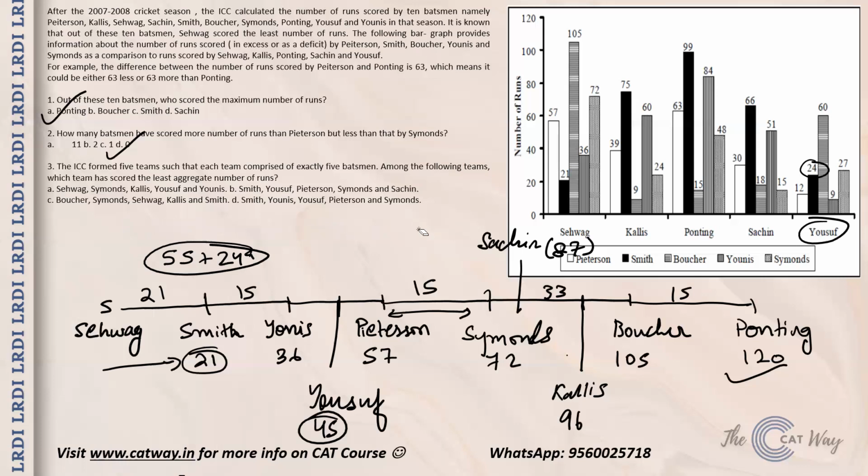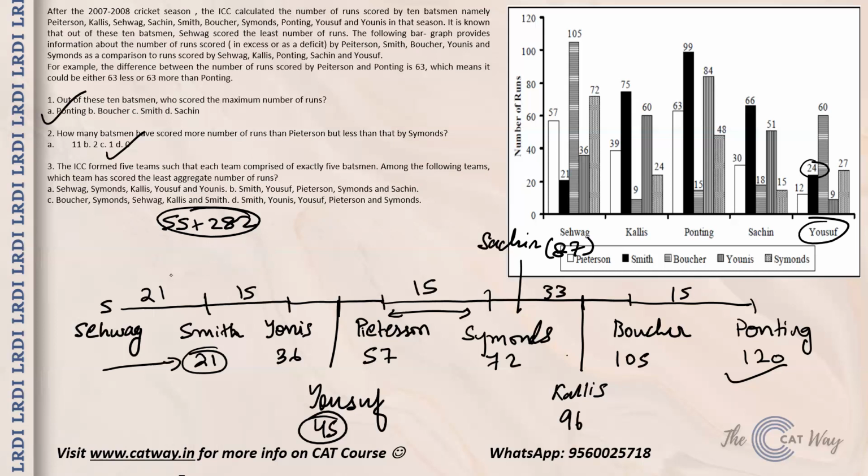For the second team, you have Smith, that is S plus 21. We can directly add the S part, which will be 5S, so we can directly add the values. For Smith it's 21, Yusuf 45, Peterson 57, Simons 72, and Sachin 87. So the total goes to 5S plus 282. That is definitely more than the first team. So option B could be the right answer, and A can never be. Now coming back to C.